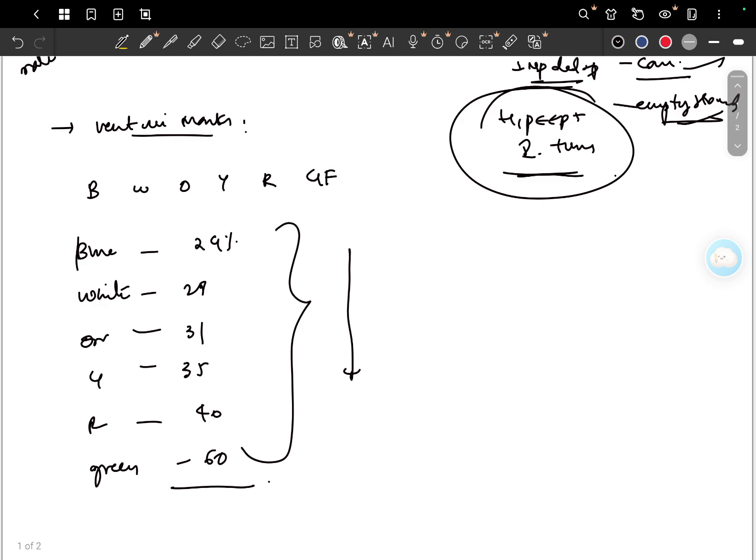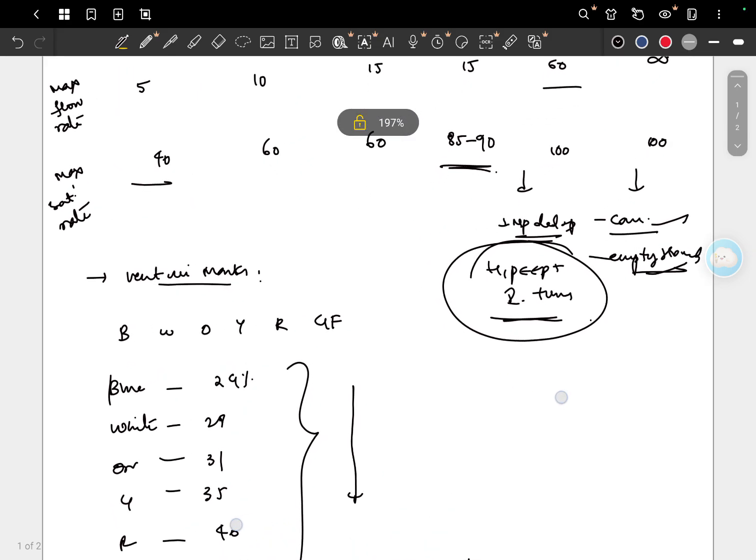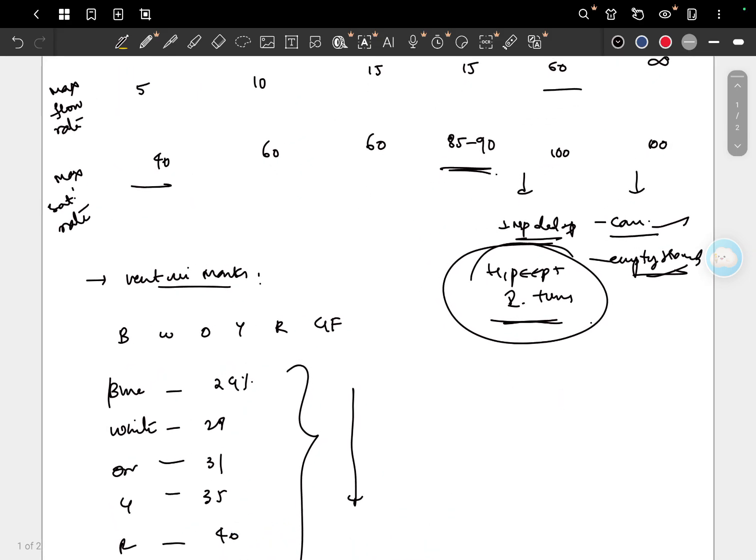Now what are the benefits of Venturi mask? They can be used in oxygen toxicity or can prevent it, you can also use this for fixed oxygen delivery, and it is used in COPD obviously. So this is what we have discussed about oxygen delivery devices, and in the next part we'll be talking about Maple's and circuits, and we'll be starting with the anesthesia workstation as well. Thank you.